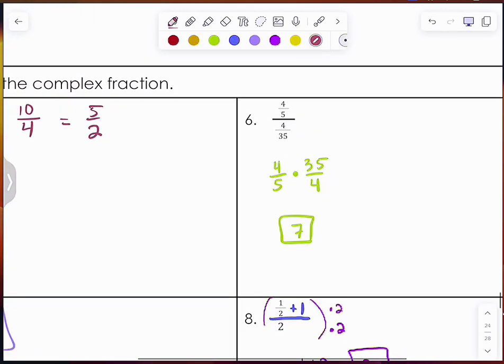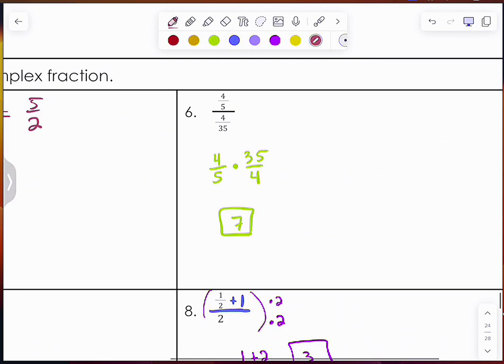Here's number 6. For this one, I rewrote it as multiplication by the reciprocal. I kind of skipped the middle step, and then I was able to simplify really quickly. 4 over 4 cancels. 35 over 5 is 7. Always get smaller before you get bigger. You should not be doing 4 times 35 divided by 20. You should be simplifying before you multiply.